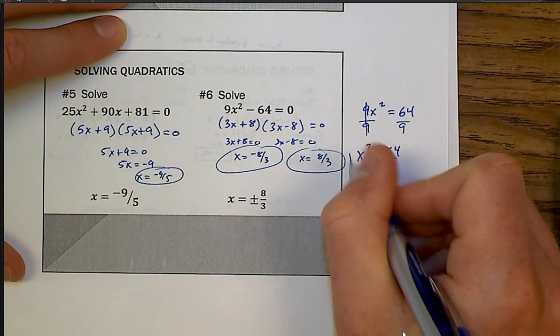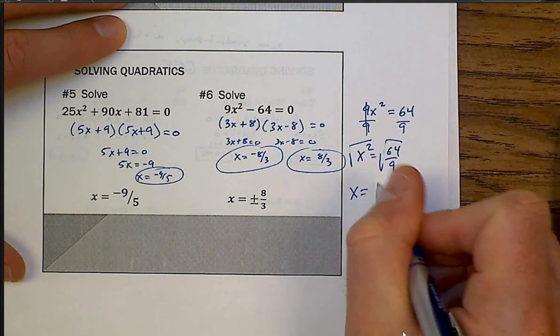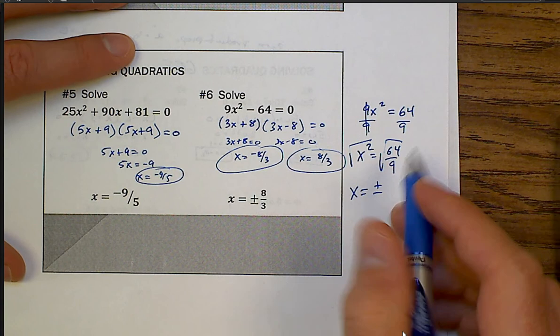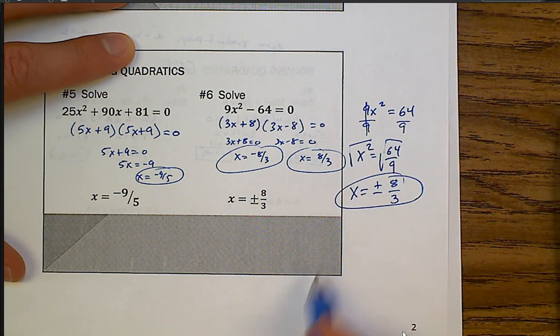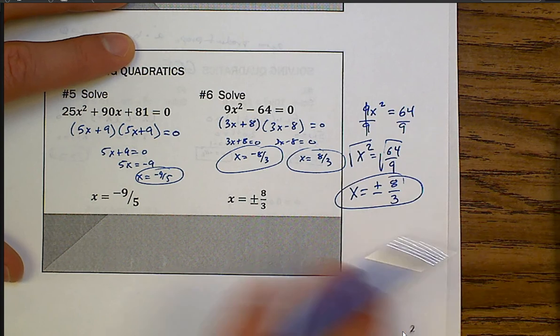You square root. And any time you introduce the square root, it's got to be plus or minus. What's the square root of 64? 8. Square root of 9? 3. And what do you know? You get the same exact answer. Okay? All right, so let's flip it over.